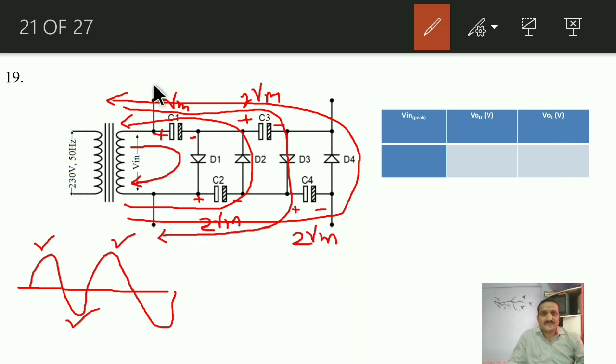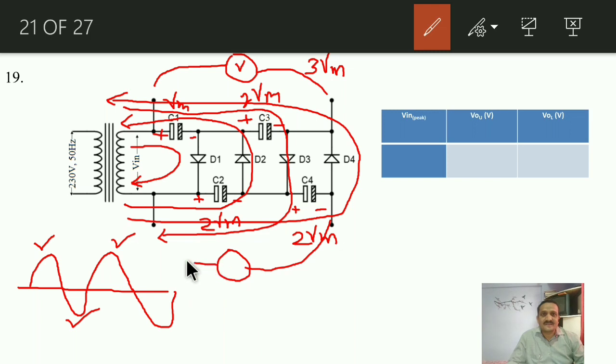Now see, if we measure the voltage across these two terminals by using a DMM, across these two terminals, how much will it be? It will be equal to Vm plus twice of Vm, so it will be 3 Vm, is it? And similarly, if we measure the voltage across these two terminals, then how much will it be? It will be equal to twice Vm plus twice Vm, so it will be 4 times of Vm.